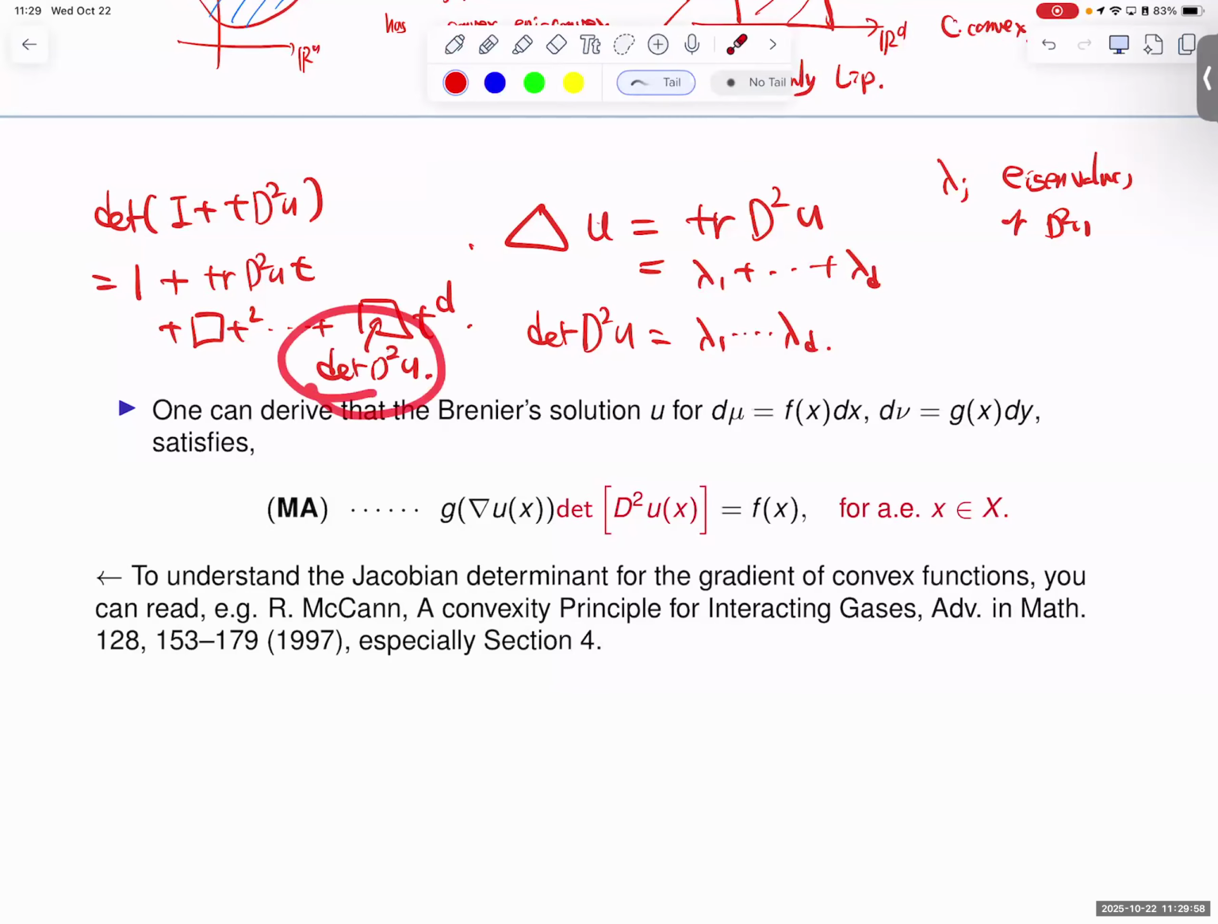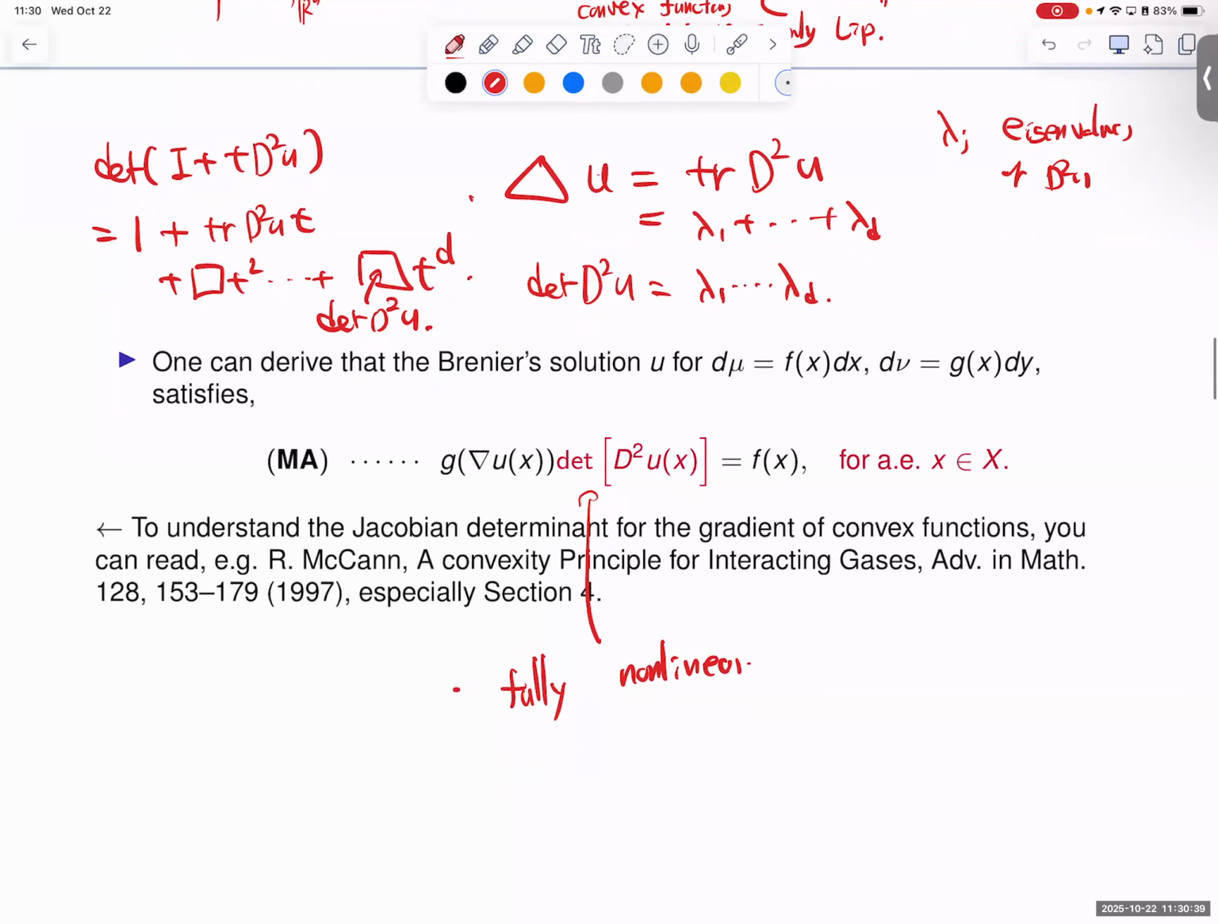So because of this, it has the full nonlinearity that you can make out of the Hessian, multiplying all the eigenvalues. Okay, and the Laplace equation is linear. You just add these eigenvalues. So this is called a fully nonlinear equation. There is much study; people want to understand fully nonlinear equations, trying to extend some linear theory to this type of fully nonlinear equation. Okay, that's one thing. Another thing is the following.